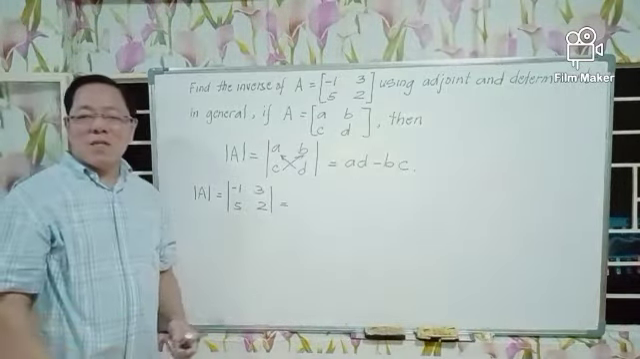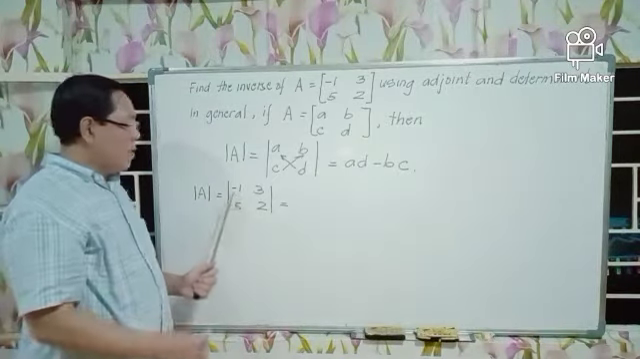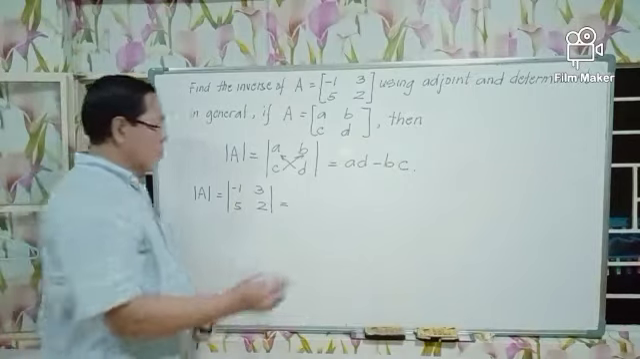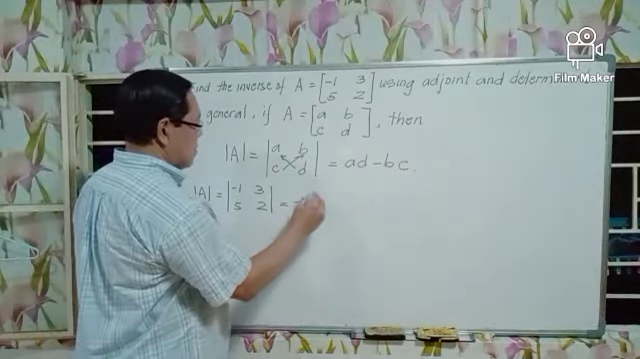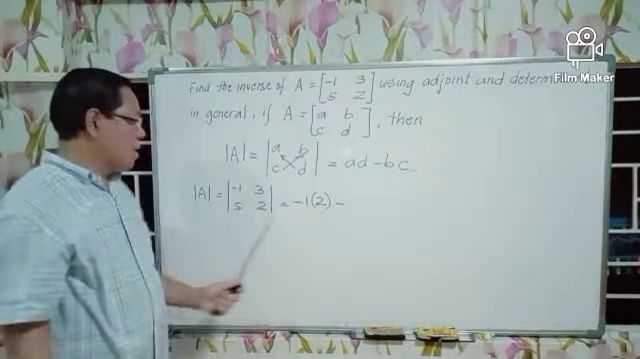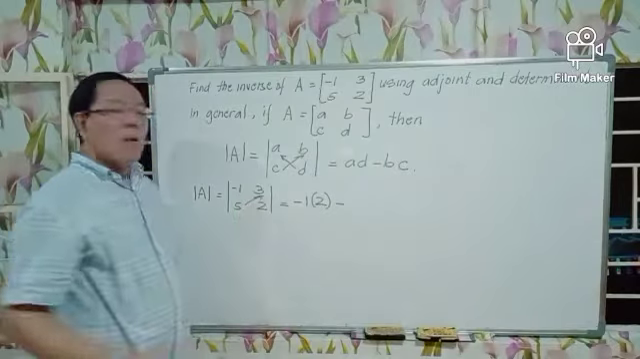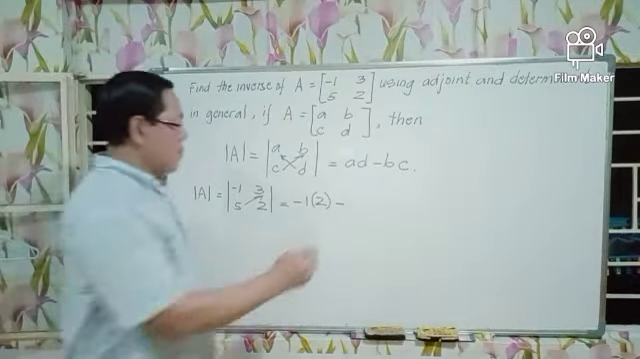We find the determinant of the given matrix A: multiply 2 by negative 1, or negative 1 multiplied by 2, minus, always minus, 5 multiplied by 3, or 3 multiplied by 5.